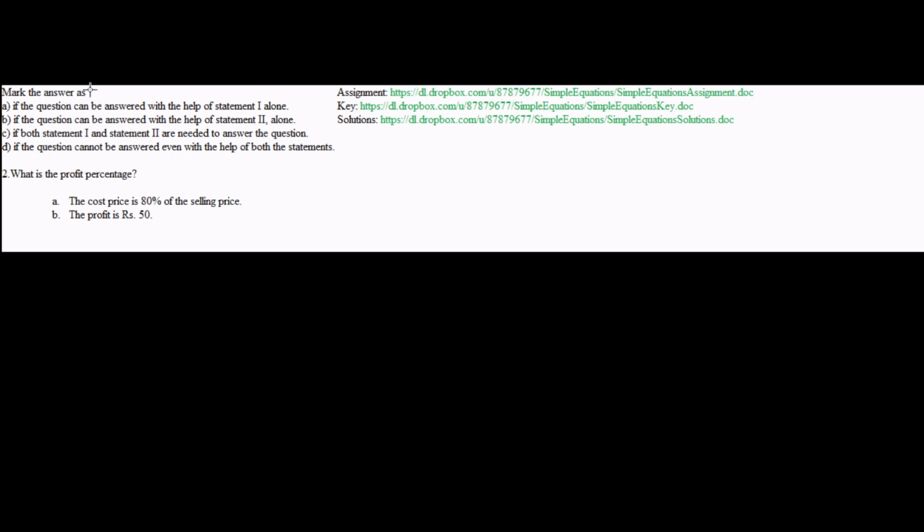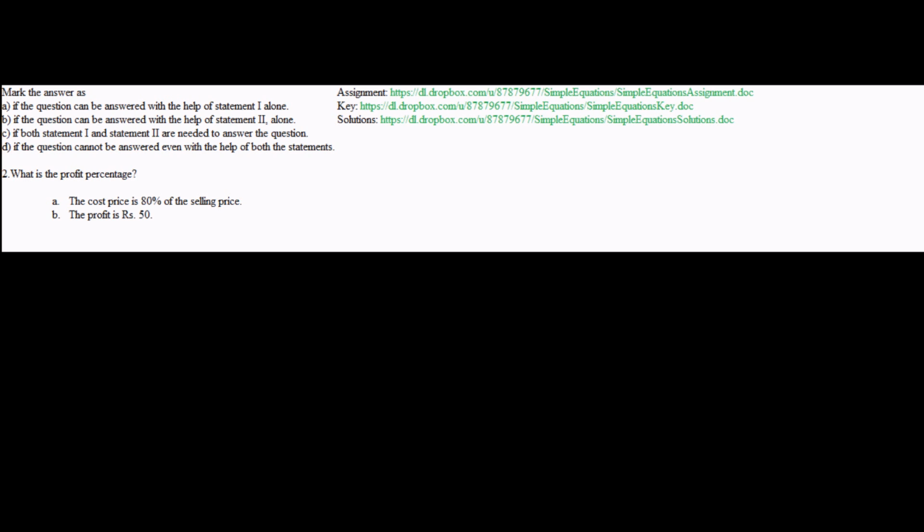So if you see, we have to mark the answer as A if the question can be answered with the help of statement 1 alone, B if the question can be answered with the help of statement 2 alone, and C if both statement 1 and 2 are needed to answer the question. So this is pretty much implicit. And the last choice is if we are not able to answer the question. By question I mean this question, what is the profit percentage? If we are not able to answer this question using either of these statements, then I would mark choice D.